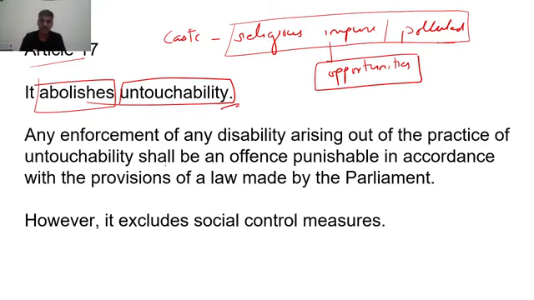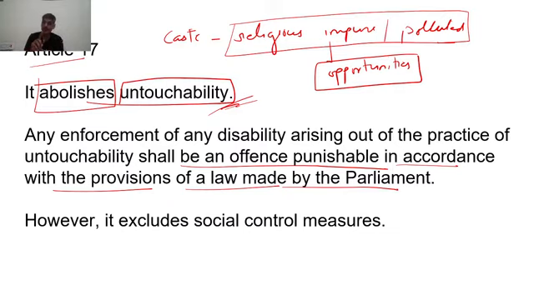Then the Constitution says that it shall be an offense punishable in accordance with the provision of a law made by Parliament. So, if you still believe in untouchability, that's your problem. Keep on believing, but do not practice it, and do not impose any disability upon any person because of this practice. You believe in untouchability, stay at your home. Do not get outside, because outside all are free to move in the city, move in the market.